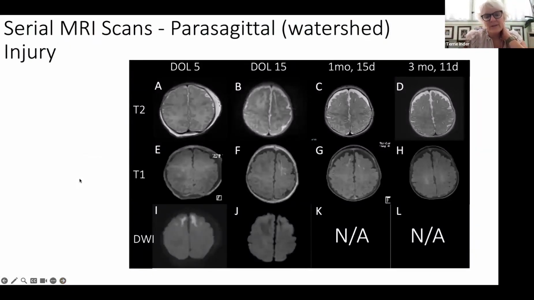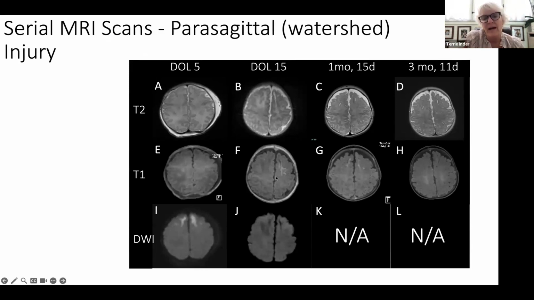So let's start looking at some of those patterns. This is a so-called parasagittal or watershed injury. It can occur, as you can see here, on the diffusion weighted imaging on day 5, early in the anterior watershed between the anterior cerebral and the middle, or it can occur posteriorly, as we'll see in a minute. Often it can be bilateral, but it may be unilateral or asymmetric. And it really is just the area between those two sprinkler zones that is not getting enough blood flow. And so you'll see these lighting up on the day 4 MRI.